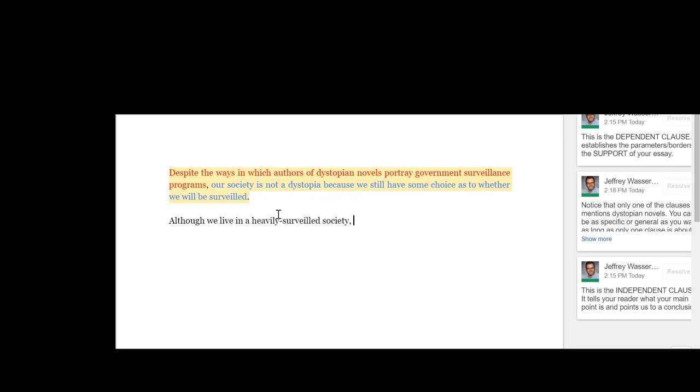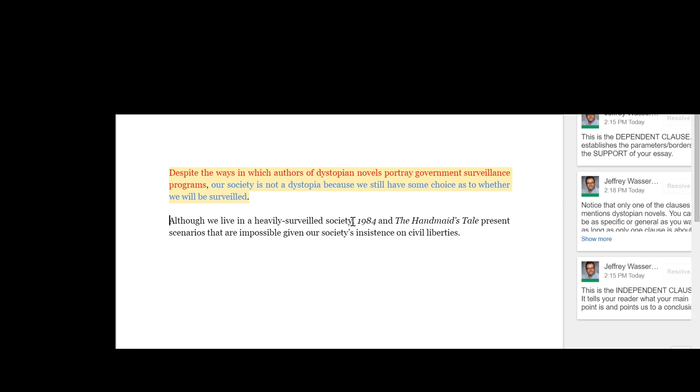Here's another example of a thesis statement we could use for this assignment. And notice how this one reverses where the texts are mentioned and the world at large is mentioned. This one puts the world at large in the dependent clause, which is although we live in a heavily surveilled society, and then the texts are in the independent clause. 1984 and The Handmaid's Tale present scenarios that are impossible given our society's insistence on civil liberties.